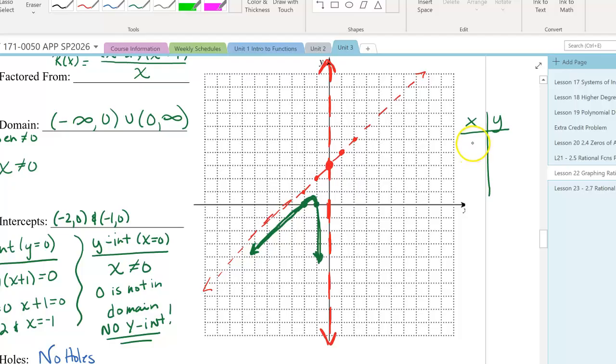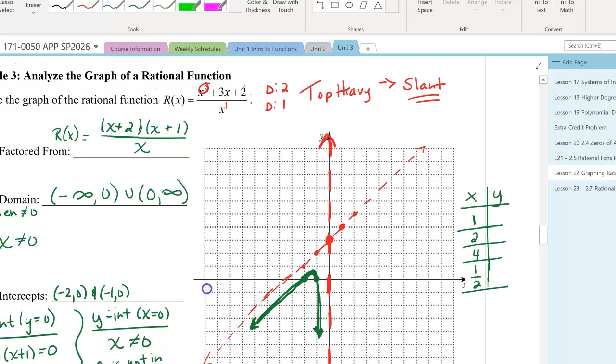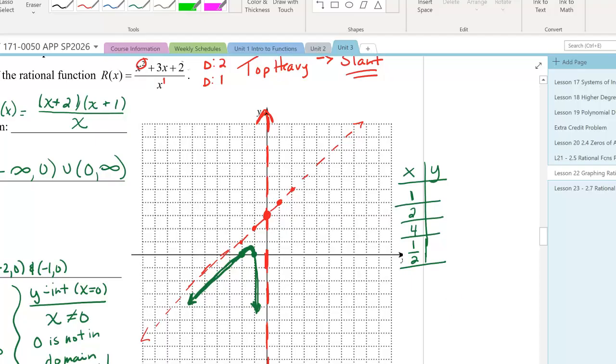Let me use 1, 2, 4, and I also used 1/2. Now remember, to get these values for y, what you're doing is either plugging them in the factored form of your polynomial or your rational function, or the unfactored form of your rational function. And it's okay to use your calculator to get that.